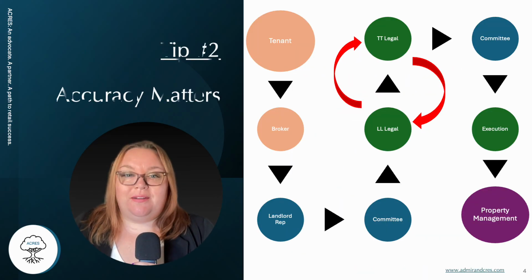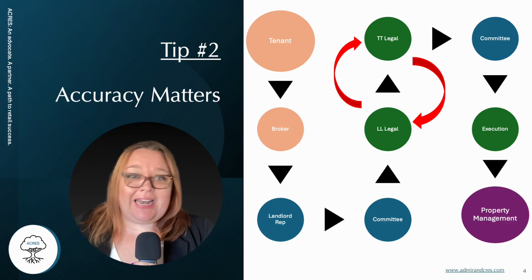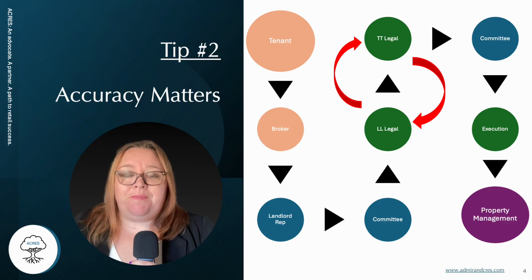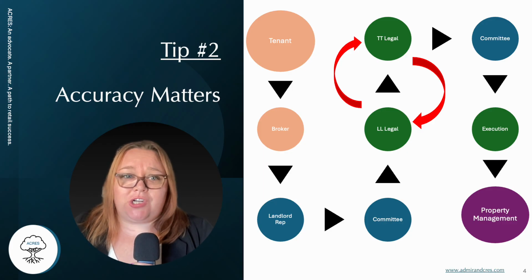Tip number 2, accuracy matters. There are a lot of people involved in these phases of the lease, and everyone has an opinion. A lot of alternate lease terms can be negotiated in and out during this phase. This graphic illustrates the natural progression of getting a lease in place from when a tenant finds their broker to when it gets executed and handed to the property manager.